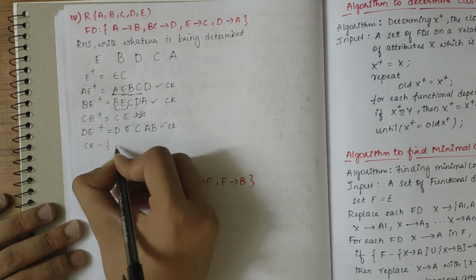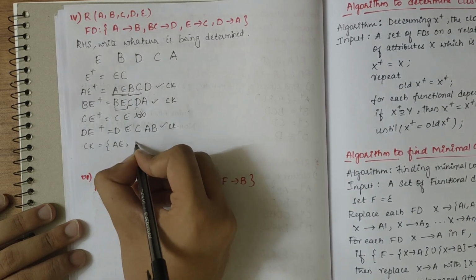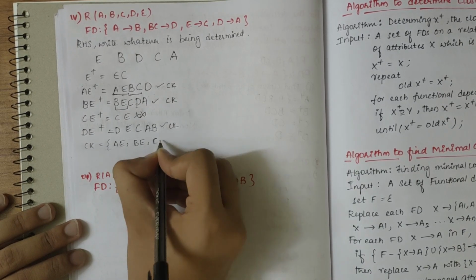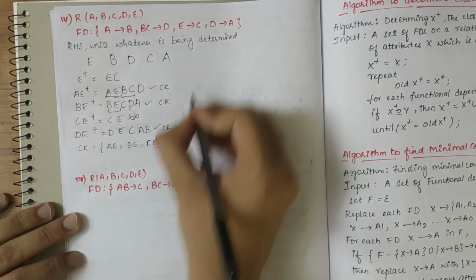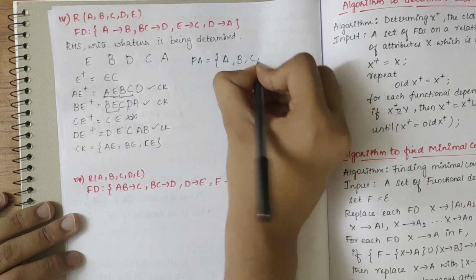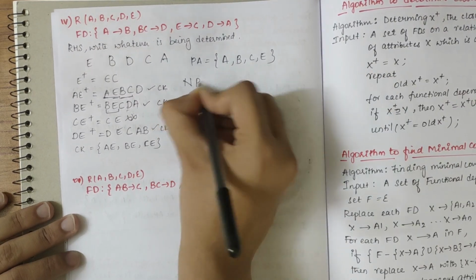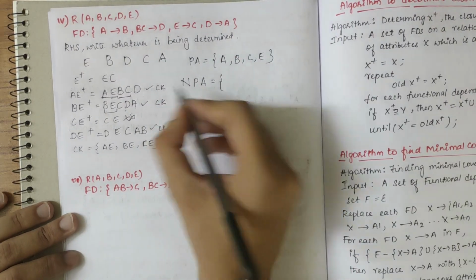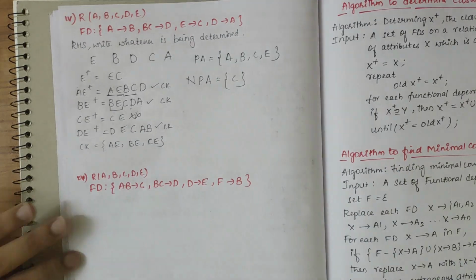So I can write that the candidate keys are AE, BE and DE. So the prime attributes here would be A, B, D and E. The ones which are not a part of prime attributes are considered as non-prime attributes. So that is only C.